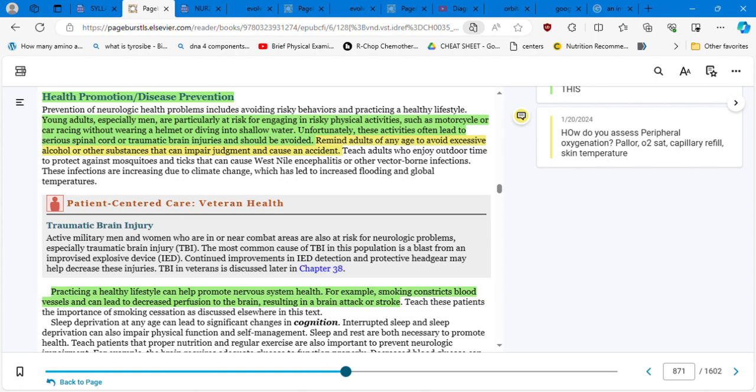Young adults, especially men, are particularly at risk of engaging in risky physical activities such as motorcycle or car racing without wearing a helmet or diving into shallow water.